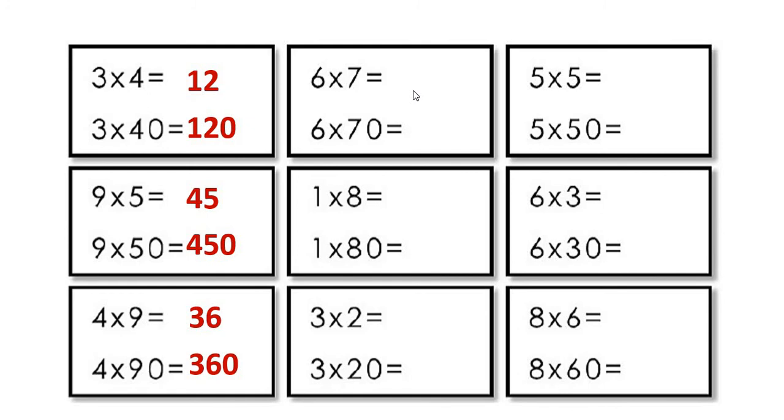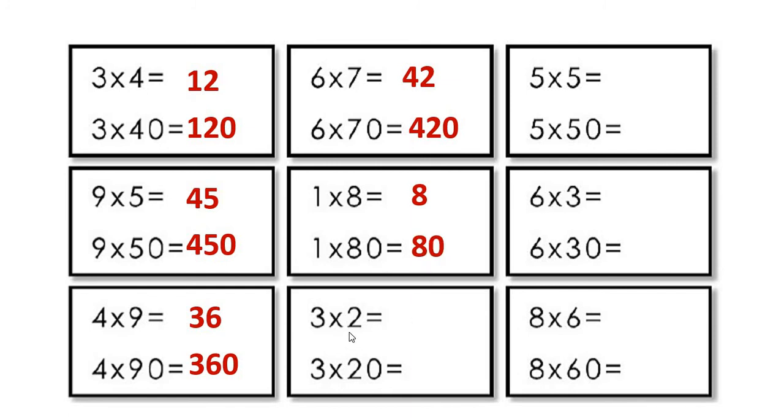Good job. 6 times 7 is 42. So come on, shout it out. I know there's no one else that can hear you, so make it nice and loud. Tell me what 6 times 70 is. Put a 0 at the end, 420. Good job. 1 times 8 is 8. So 1 times 80 is going to be 80.